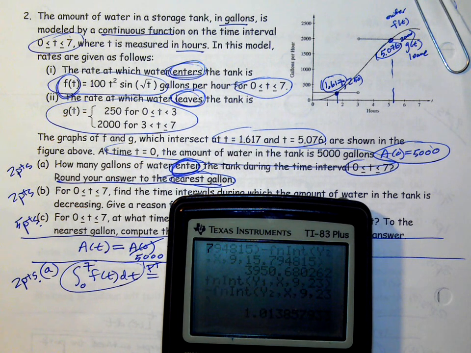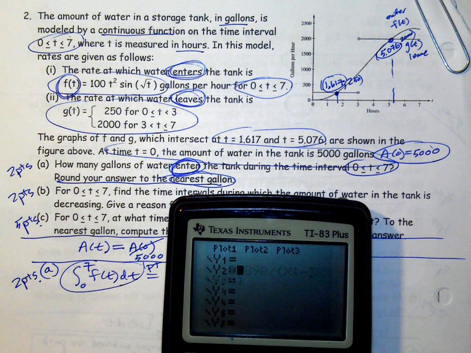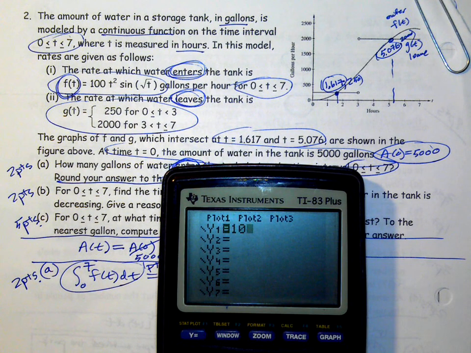Now I'm going to do what I've done on other problems. I'm going to go into the y menu and enter these equations so I don't have to do them again. 100x squared, we put x's for the t's, sine square root of x, close. Make sure you're in radian mode.